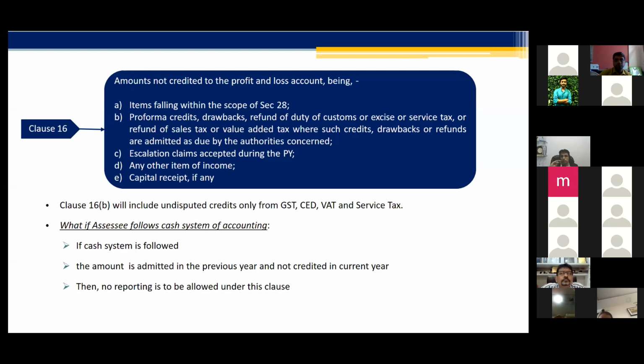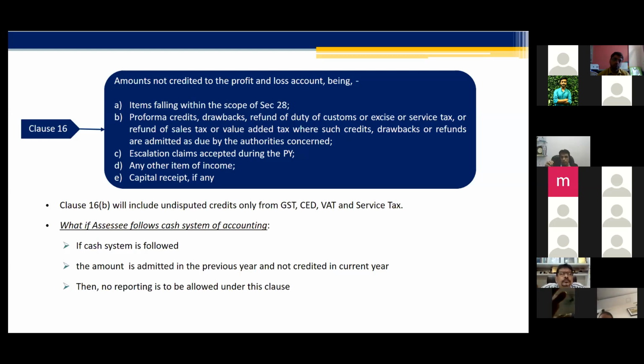Now, the question arises, what happens if I am following cash basis accounting, whether this has to be reported? If the cash system is followed, obviously you will not accrue it because you have not received the refund. But if you are following an accrual basis, you will already have credited it to the profit and loss account, because under an accrual basis, once it has been admitted as due to you and there is a refund order, though the refund has not been received.